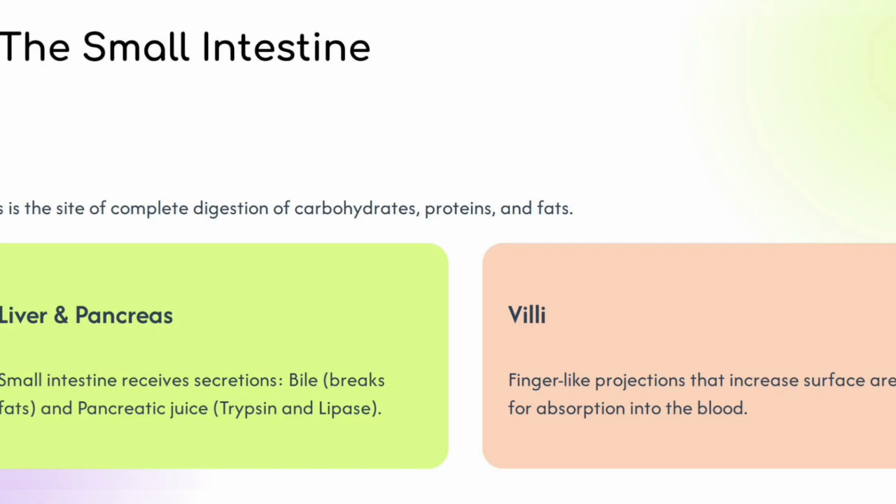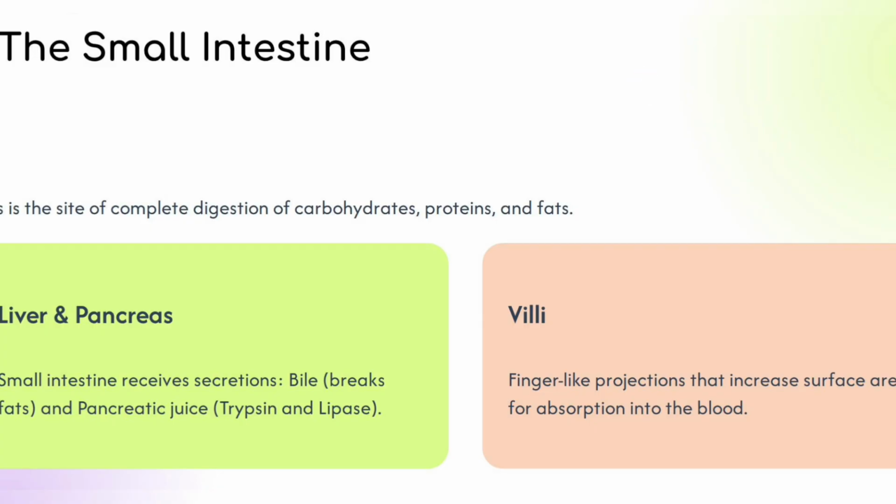Bile is from the liver. It breaks down large fat droplets into smaller ones. In pancreatic juice, which is from the pancreas, trypsin digests proteins and lipase digests fats.